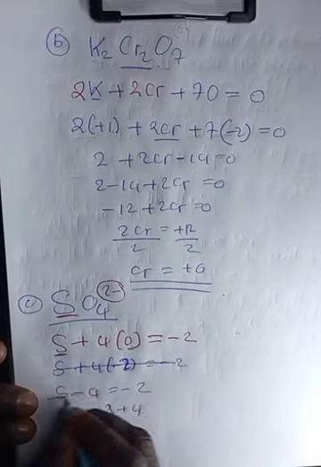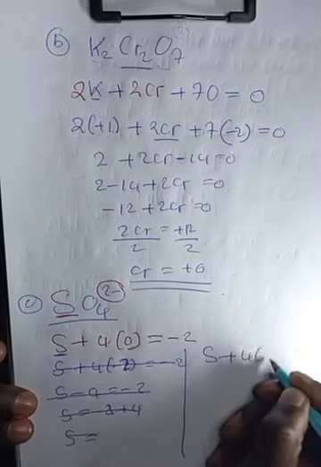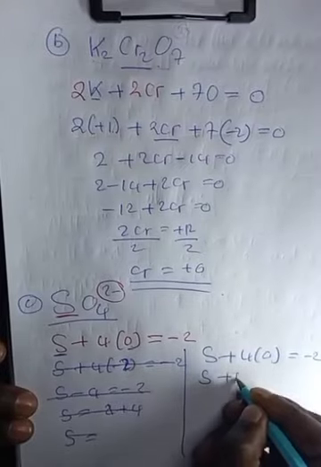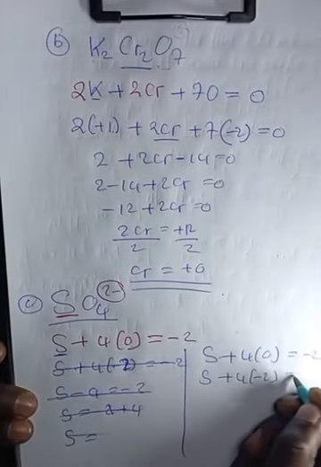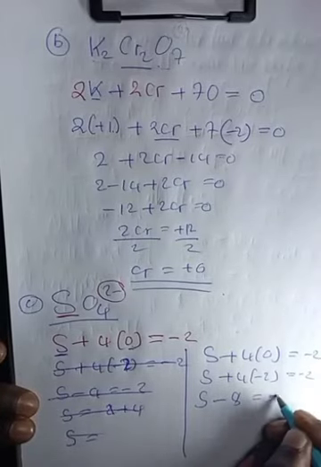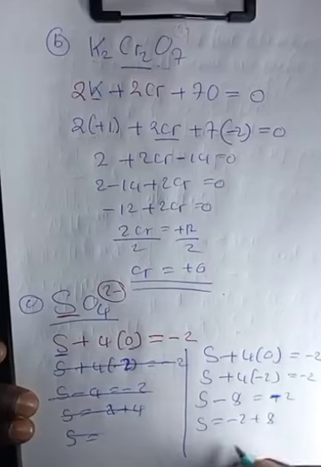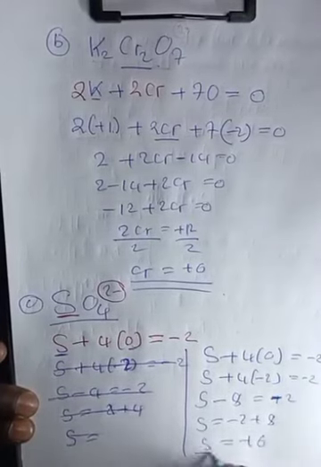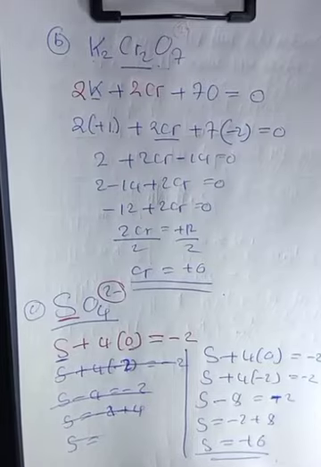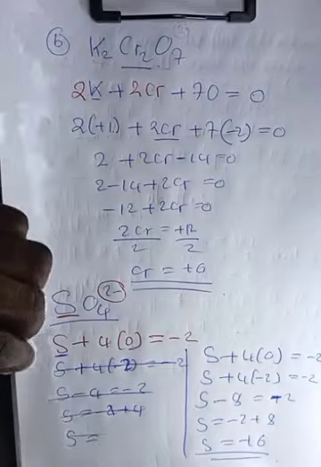Okay, let's just do this from this side. We say sulfur plus 4 oxygen equal to negative 2, meaning sulfur plus 4 times negative 2. Okay, good. Then negative 2 there, meaning sulfur minus 8 equal to negative 2, meaning sulfur is equal to negative 2 plus 8, meaning positive 6. Okay, so that's how we assign. Very, very simple.